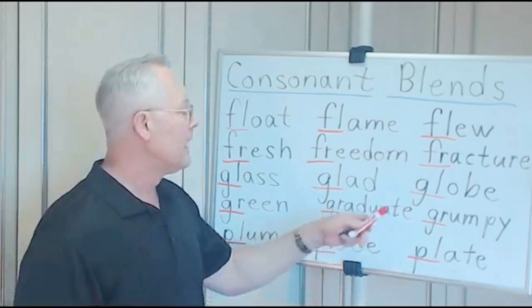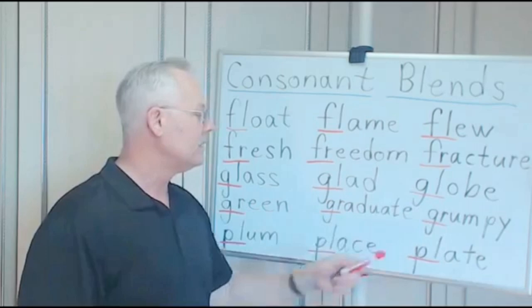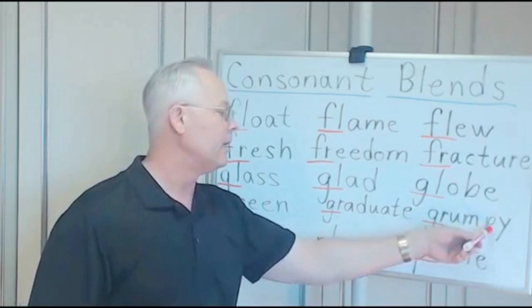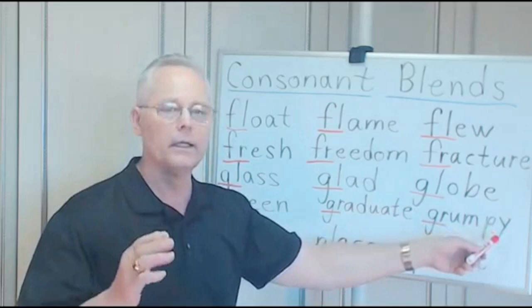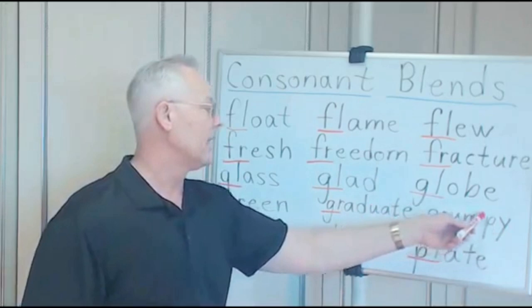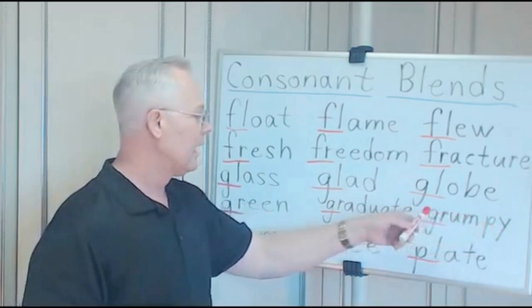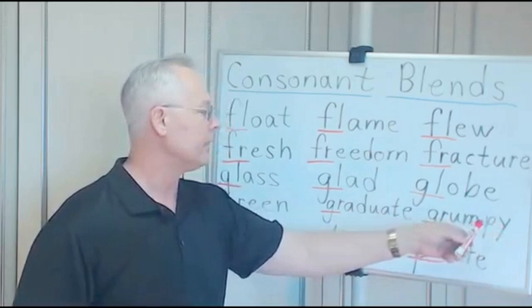Grumpy. We have grumpy. Okay. G-R, gr, gr. U-M, P, P, P. Makes a P sound. Y sounds like I in this word, so it's p, I. It sounds like an E. P, E, P, P, P. So it actually sounds like the letter P because the Y is there, sounding like an E. Grumpy.